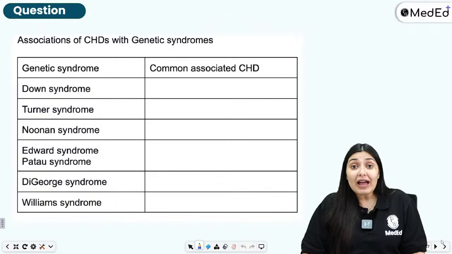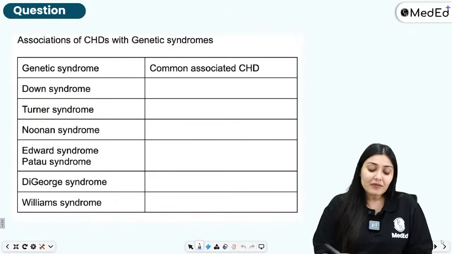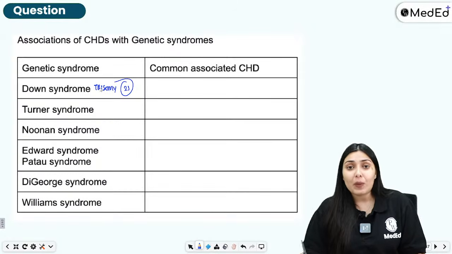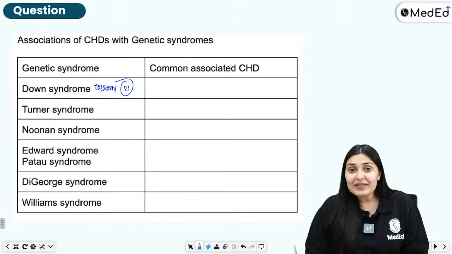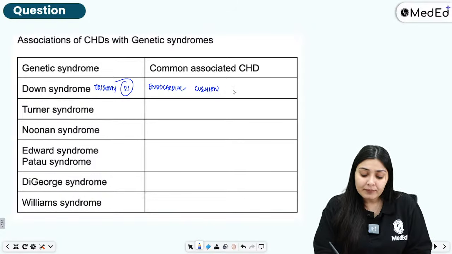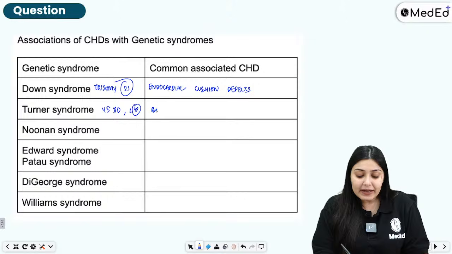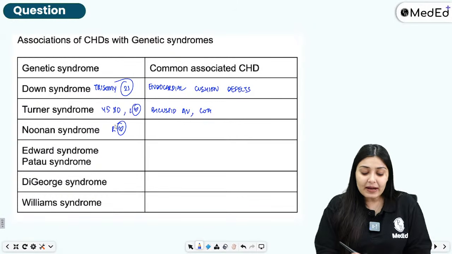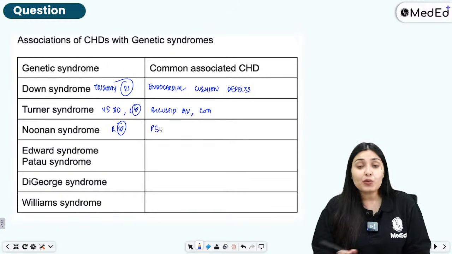So the first genetic syndrome we have is Down syndrome. What is Down syndrome? Trisomy 21. We have one extra chromosome 21. Here the congenital heart diseases that we see are endocardial cushion defects. Then we have Turner syndrome, that is 45XO. Here we see left-sided heart defects like bicuspid aortic valve, coarctation of aorta. Then we have Noonan syndrome where we see right-sided heart defects like pulmonary stenosis.